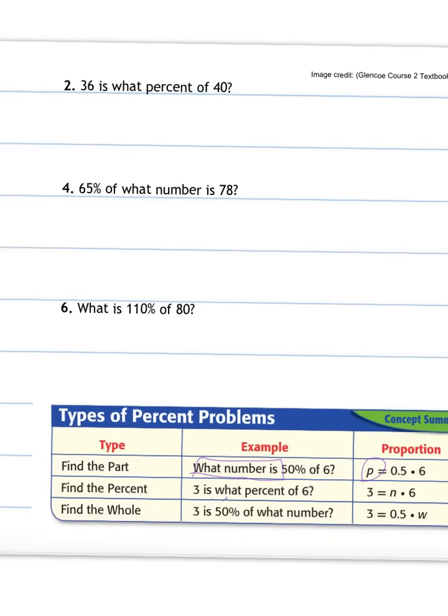36 is what percent of 40? So is equals percent times of. So now 36 divided by 40, x equals 9/10. Turn that into a percent, 1, 2, 90% is our answer.